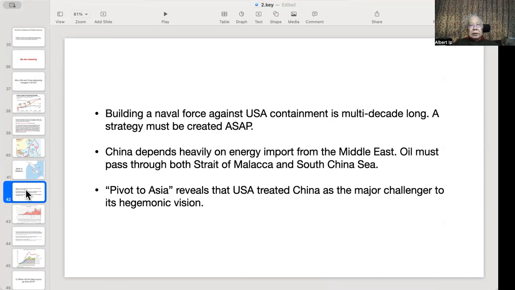That doesn't mean that China shouldn't build a naval force. It only means that building a naval force is not a solution to the containment strategy of the United States.